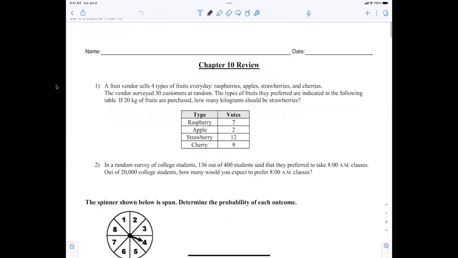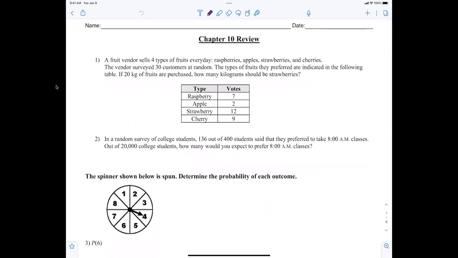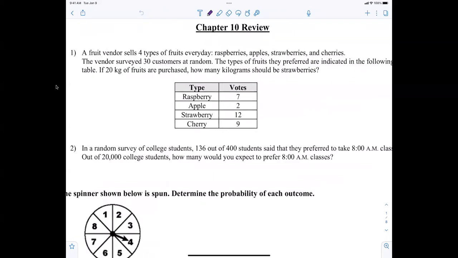It says, well, it used to say, a fruit vendor sells 4 types of fruits every day: raspberries, apples, strawberries, and cherries. The vendor surveyed 30 customers at random. The types of fruit that they preferred are indicated in the following table. If 20 kilograms of fruit are purchased, how many kilograms should be strawberries? Ooh. Anybody have a clue? Oh, good. Tell me. 240. All right.